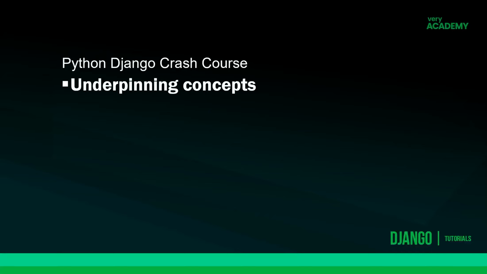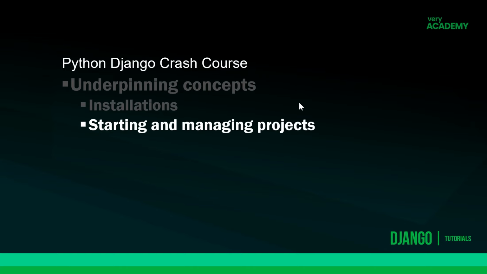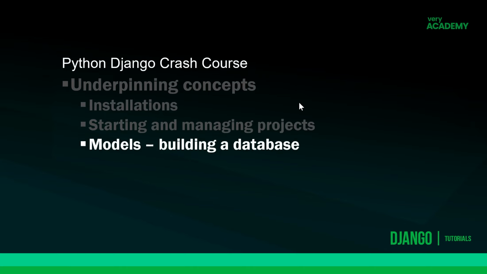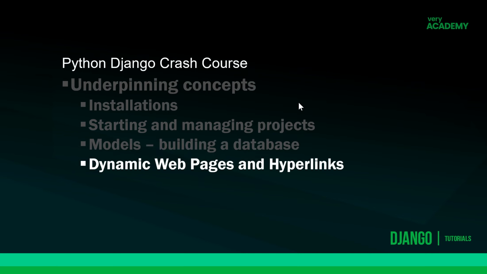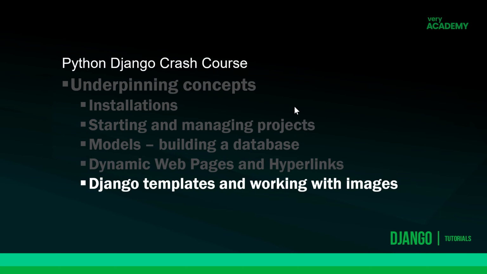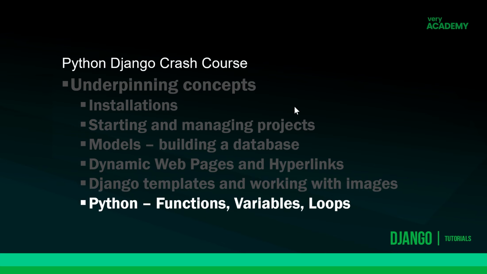In this short course, I will try and pack in all the basic concepts that will help you on your way to learning and mastering Django for rapid web development. We will cover installations, starting and managing projects in Django. We will have a look at models, so building a database. We'll have a look at building dynamic web pages and hyperlinks, the Django templating system, and working with images. We are utilizing Python here, so I'm not expecting any prior knowledge of Python, but inadvertently we will also cover functions, variables, and loops.